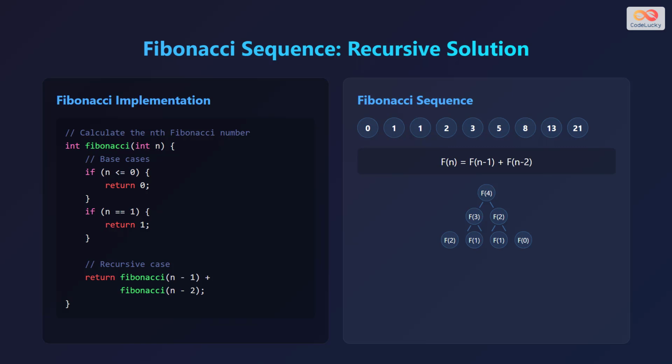Here we have a visualization of calculating Fibonacci of 4. Fibonacci of 4 is equal to Fibonacci of 3 plus Fibonacci of 2. Then Fibonacci of 3 is equal to Fibonacci of 2 plus Fibonacci of 1, and Fibonacci of 2 is equal to Fibonacci of 1 plus Fibonacci of 0.